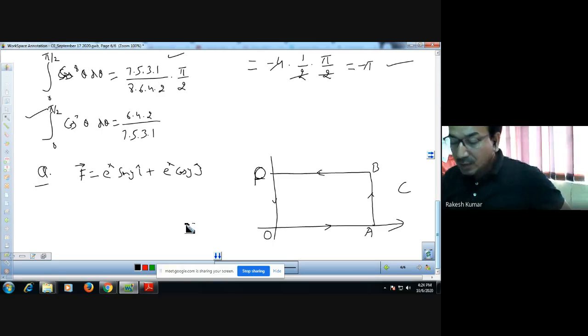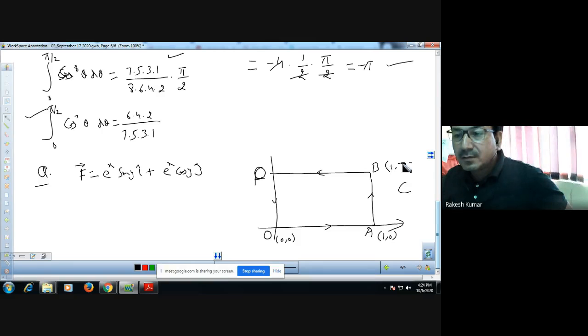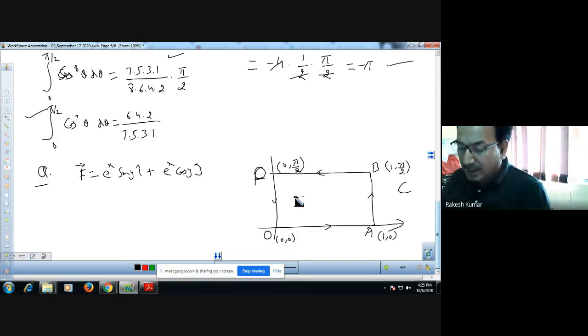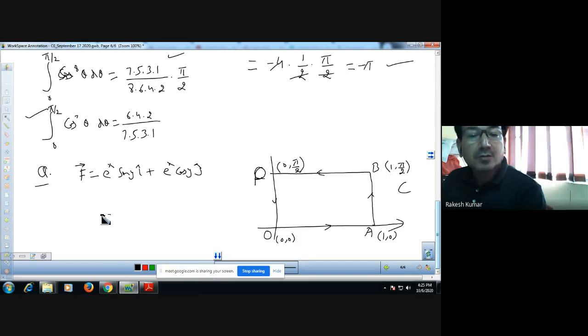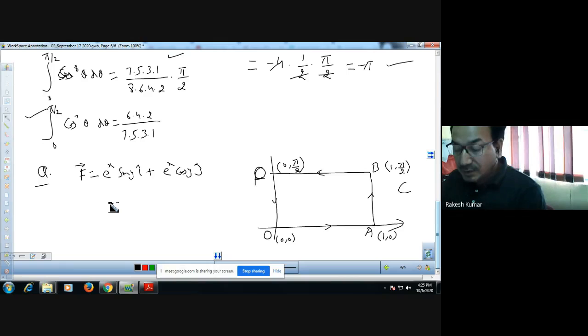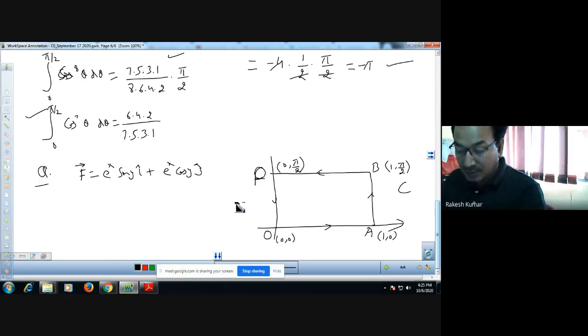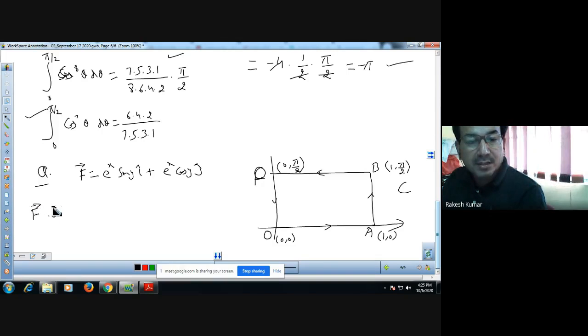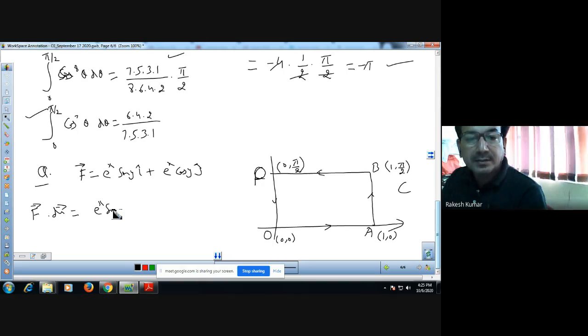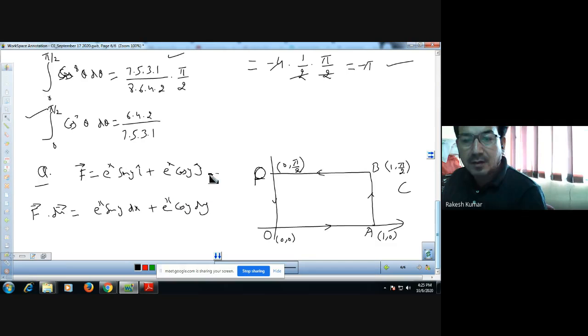So this is the total curve we have, and the points given to us are 0, 0, then 1, 0, then 1, pi by 2, and this point is 0, pi by 2. So all four points have been given to us, and you have to find the circulation of vector F around the curve C, where C is the curve of a rectangle whose vertices are given. Now you know what F dot dr is. dr is a standard vector, so e to the power x sine y into dx, e to the power x cos y into dy. The component of k is not there because the rectangle is always a 2D figure.